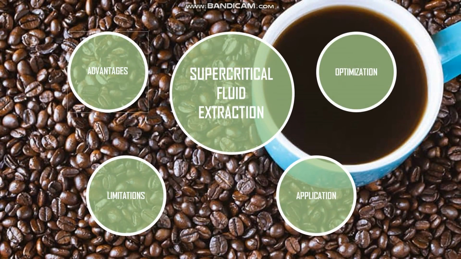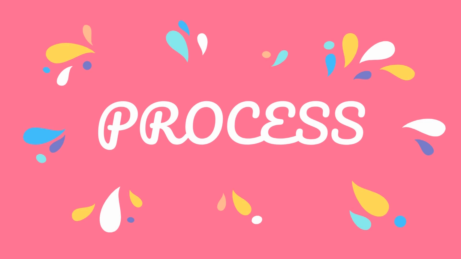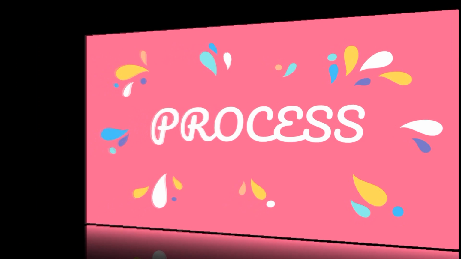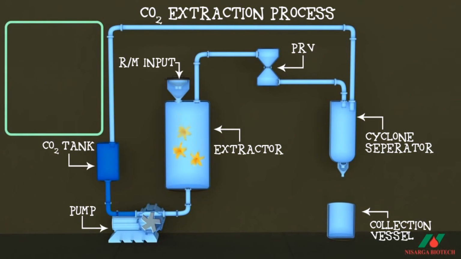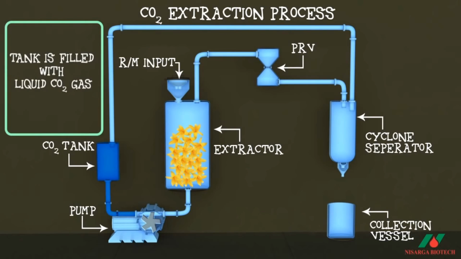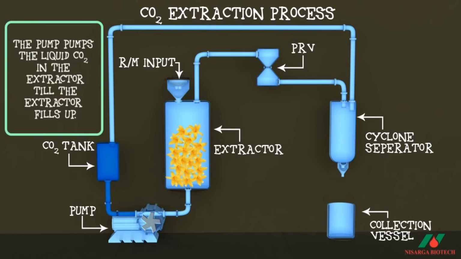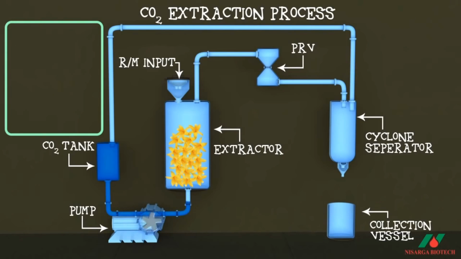Let's move on to the process. Which is the process of supercritical carbon dioxide extraction. Process for the extraction. First, the raw material will be inserted into the extractor. The carbon dioxide tank is then filled with liquid carbon dioxide gas. The pump will then pump the liquid carbon dioxide into the extractor until the extractor fills up.